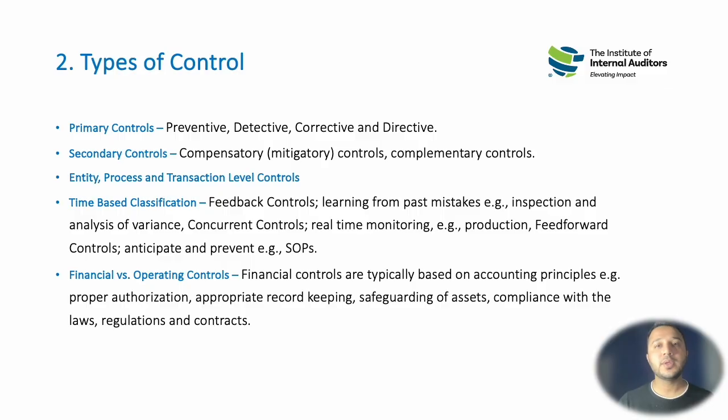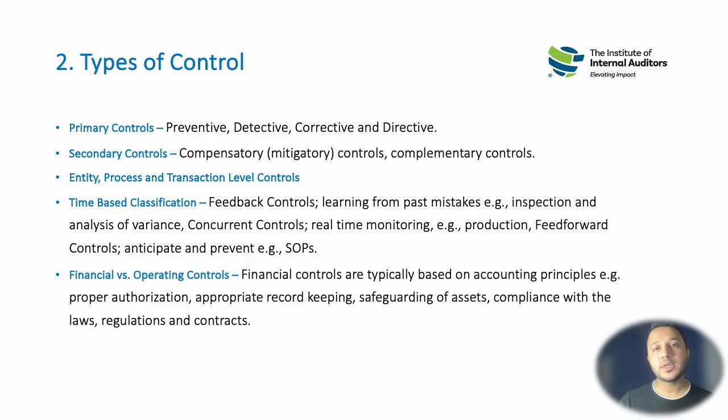Directive controls are basically the way by which we enable individuals to behave in a certain way in order to be in compliance with the standards or the desired action. Some examples of directive control are policies and procedures, job training, and job descriptions. So these are the ways of directive control.